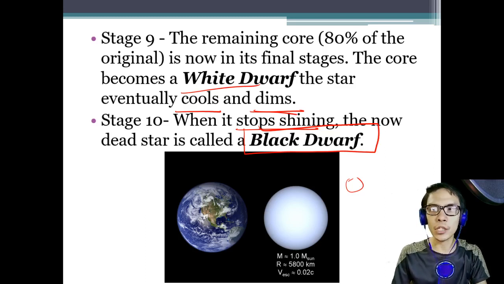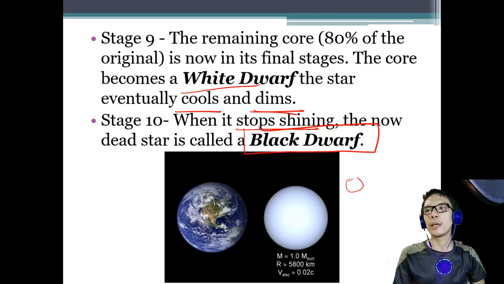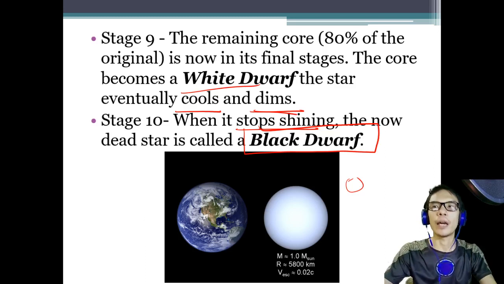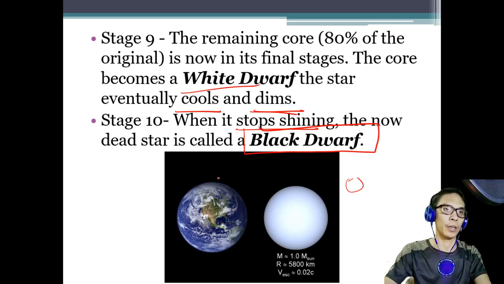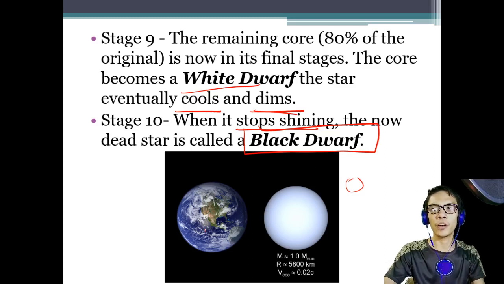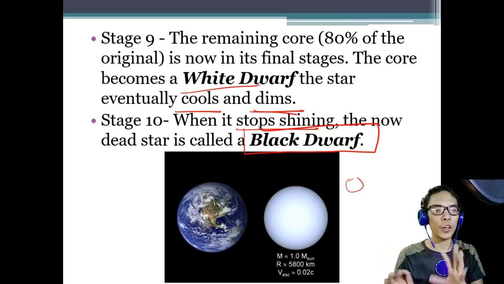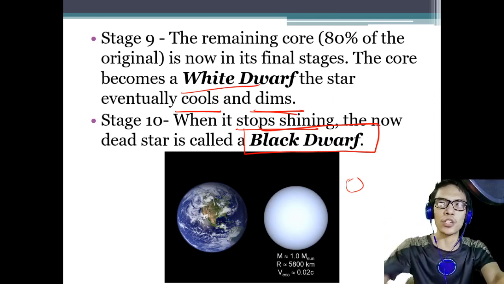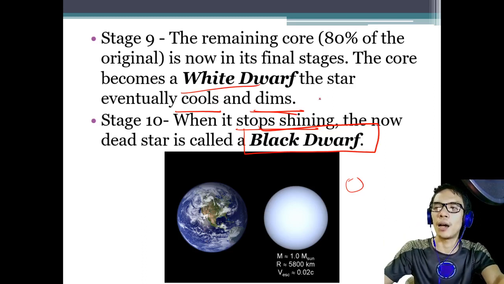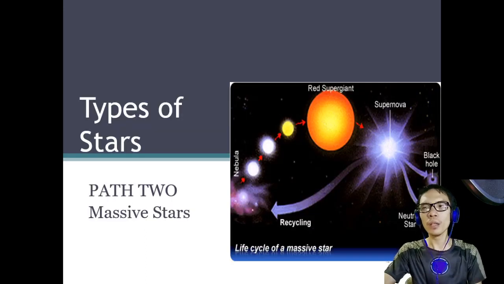So hopefully, if we manage to get away from Earth and find another planet to live in, by that time there will be no humans here on Earth. We will be able to colonize other planets. So that is the black dwarf, the last stage of these small, average-sized stars.